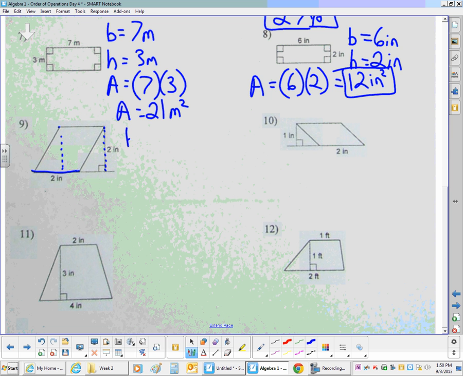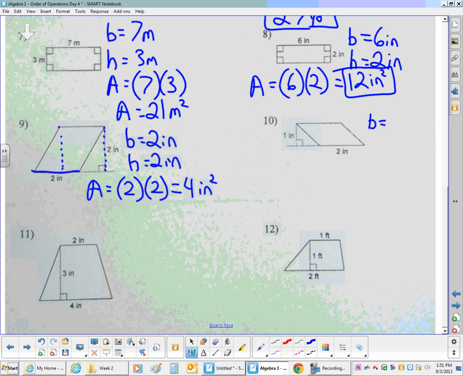So our base is 2 inches. Our height is 2 inches. And our area is just multiplying 2 inches times 2 inches, which gives us 4 inches squared. Okay. Number 10, same kind of problem. We got to find our base and our height first. So base equals 2 inches. Our height equals 1 inch.